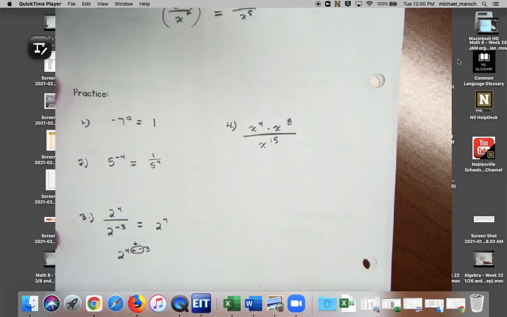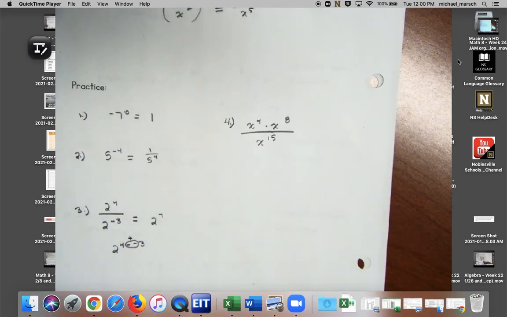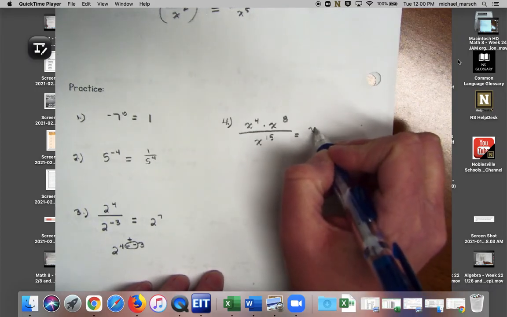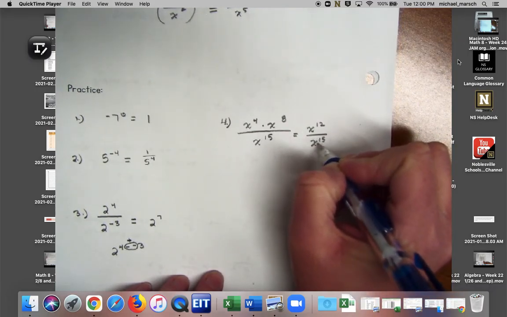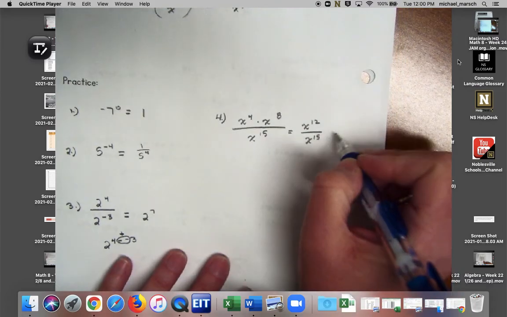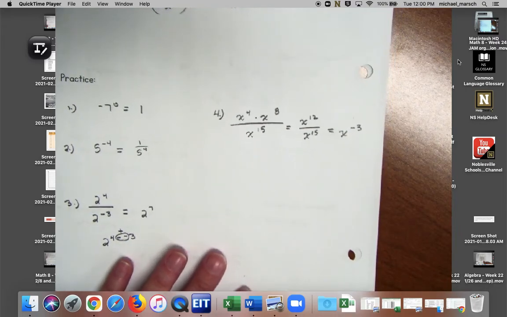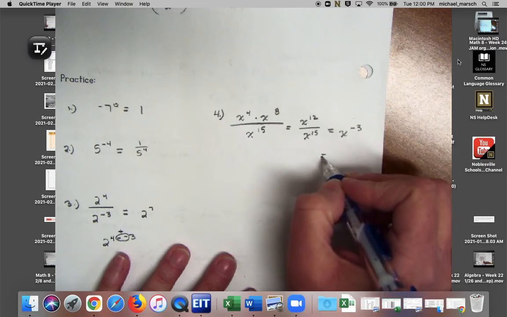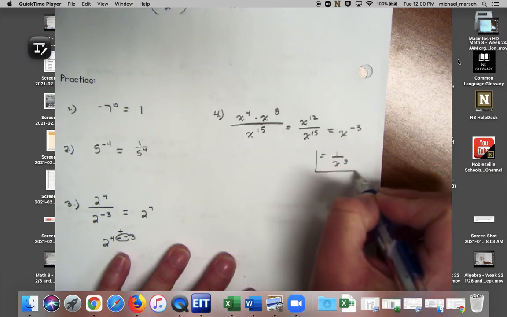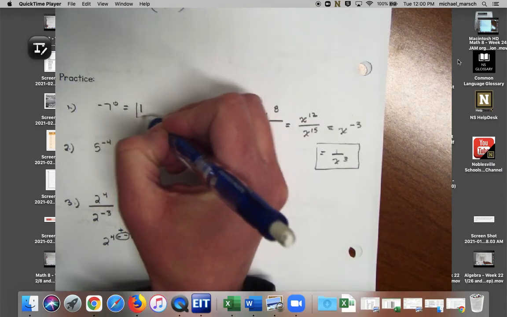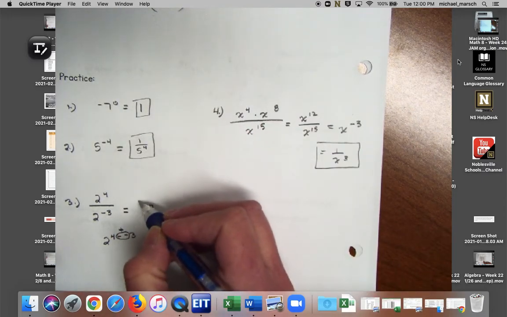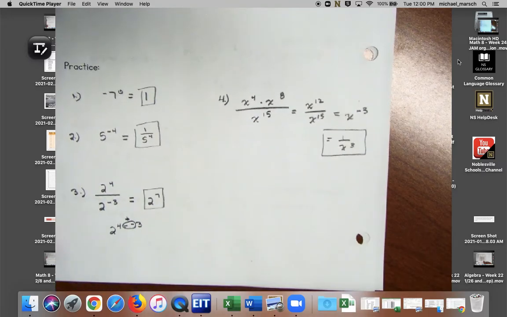X to the 4th times x to the 8th divided by x to the 15th. What should I do, Ben? Add the exponents on the top and then subtract. Yep, I'm going to simplify my numerator. Then I'm going to subtract. I'm going to get x to the negative 3. Bryce? 1 over x to the 3rd. Equals 1 over x to the 3rd, and that will be my final answer. Let's go ahead and actually put little borders around all of our final answers so they stand out on our paper.